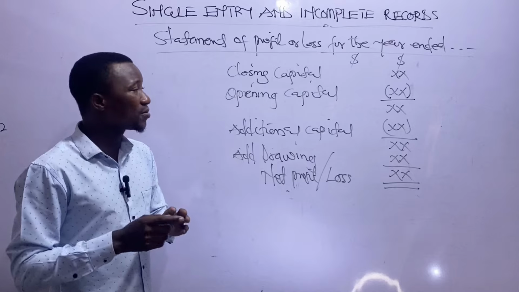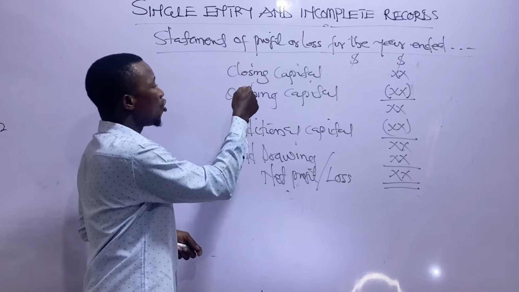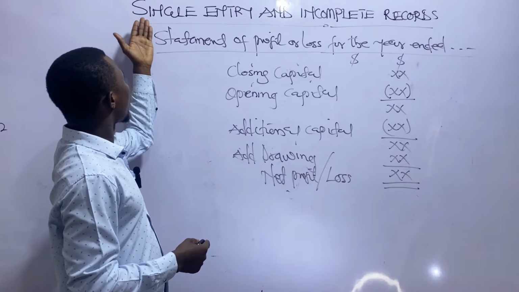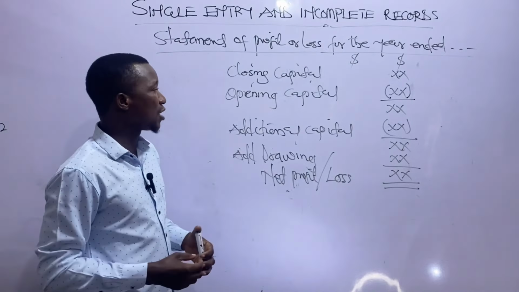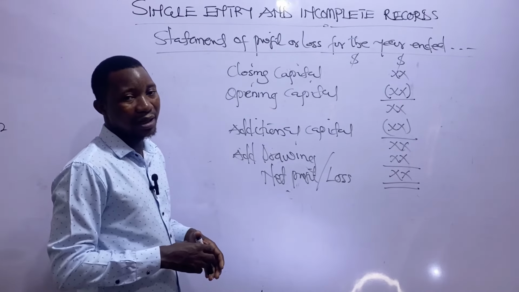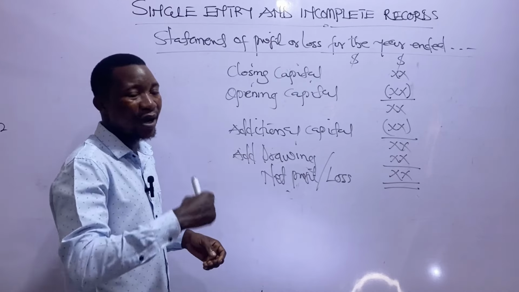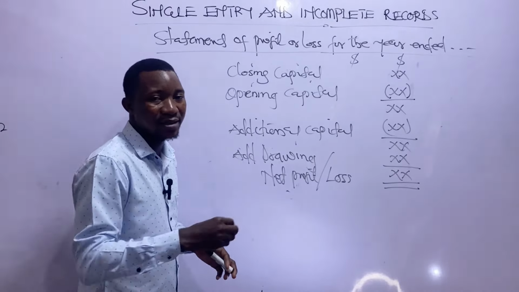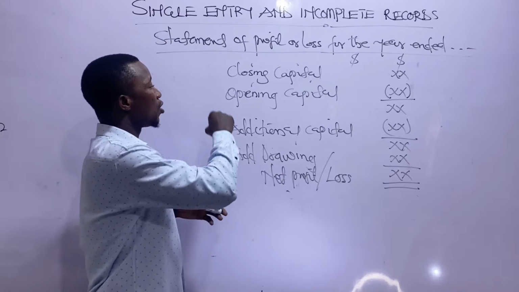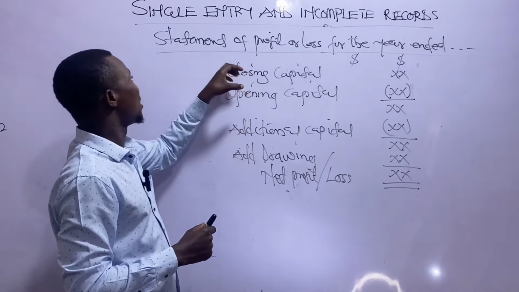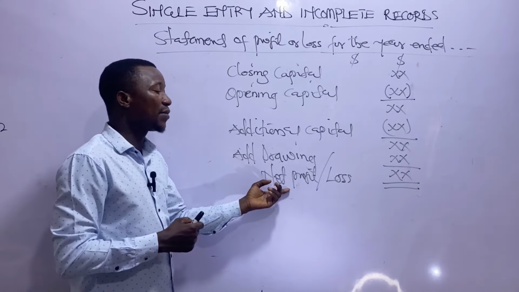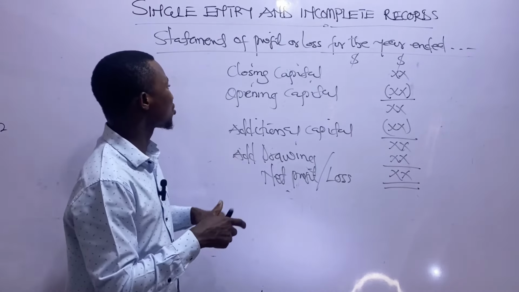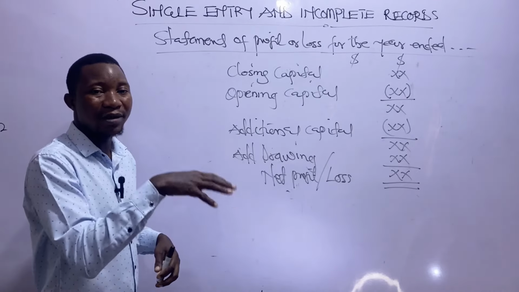Now, the question is, sometimes the closing capital and the opening capital will not be given to you. The person or the business operating the single entry system might not provide you with the closing and opening capital. I hope that is clear. Then you have to find a way to find this opening and closing capital. We have something we call statement of affairs. So we use that statement to find the opening and the closing capital, so that we can fix it in the statement of profit or loss to ascertain the profit or loss for the period. I hope this is clear.